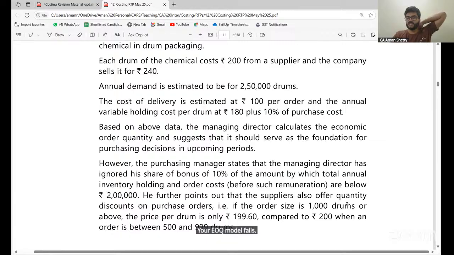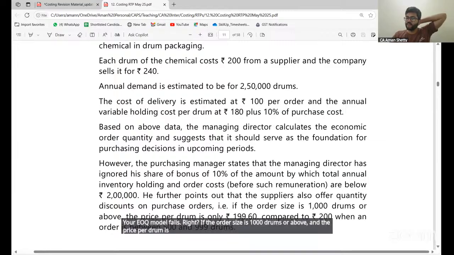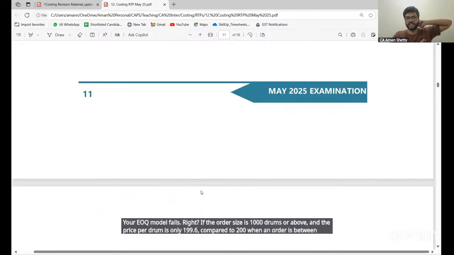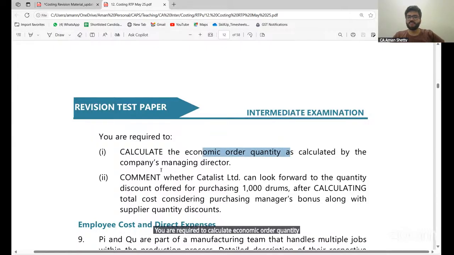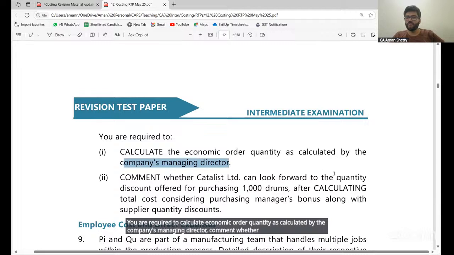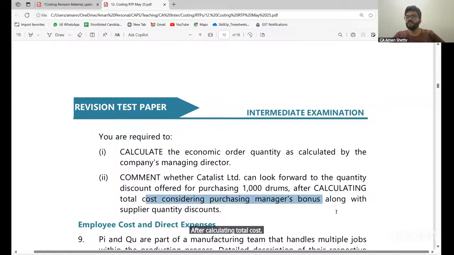If the order size is 1000 drums or above, the price per drum is only 199.6 compared to 200 when an order is between 500 and 999 drums. You are required to calculate economic order quantity as calculated by the company's managing director. Comment whether Catalyst Limited can look forward to the quantity discount offered for purchasing 1000 drums after calculating total cost, considering the purchase manager's bonus along with the supplier quantity discounts.